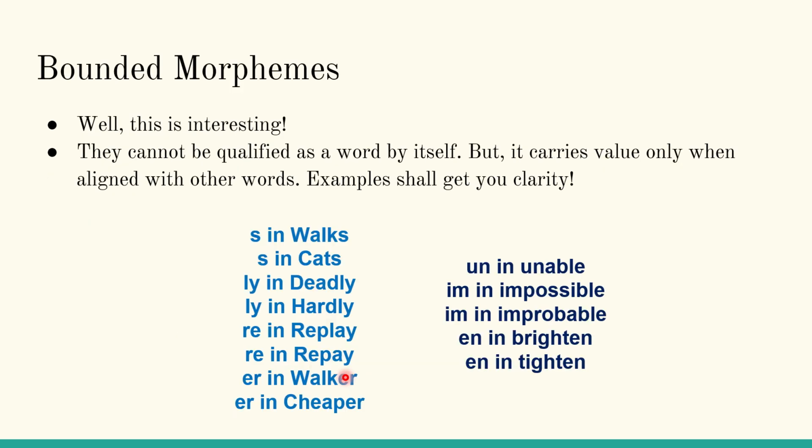Now, we are going to the next one, which is called bounded morpheme. Bounded morphemes are not words by themselves. You cannot qualify them as words, but they carry a lot of value when you align them with another word. For example, when I add something to something else, it becomes more meaningful. I have something that has got no respect now, but when I combine it with something else, it gains respect. For example, walks. We take an example of walks right now. This S in walks is a bounded morpheme.